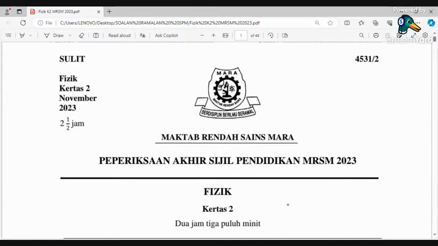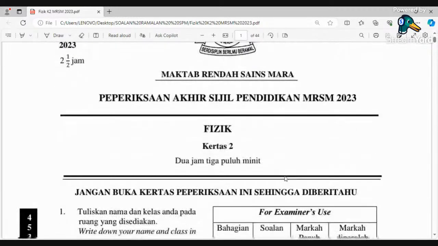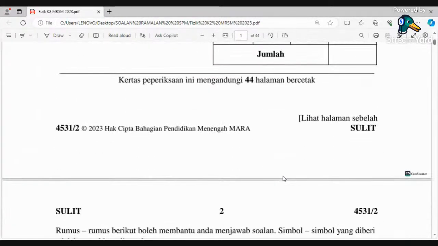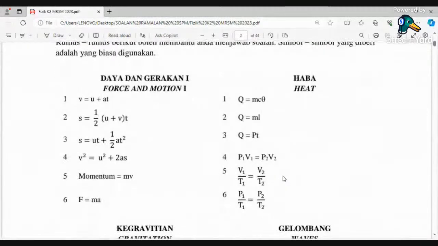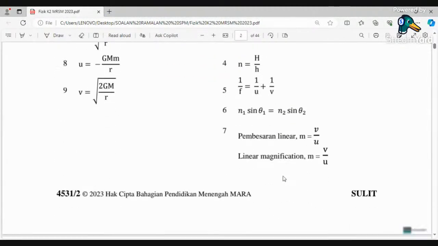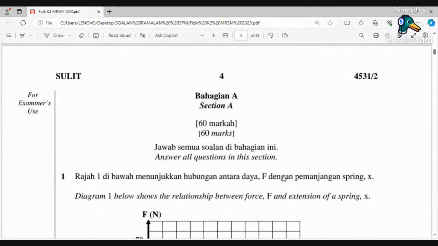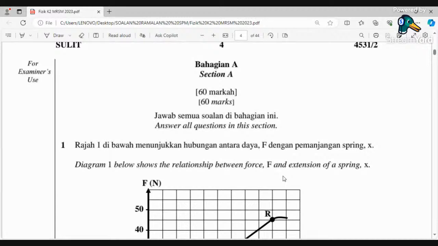Okay, continue with one more slot for Paper 2 MRSM 2023. Paper 2 has a list of formulae, you can check. Okay, let's go to Section A. I think you are all familiar already with the format. Section A is 60 marks. Question number 1.